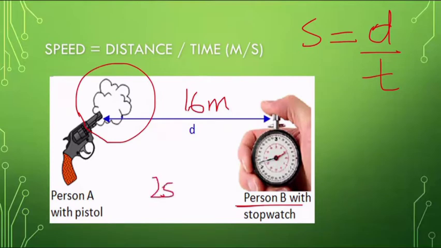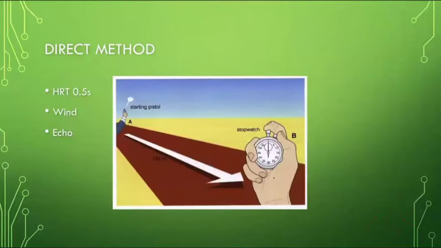So the speed of sound for us became 16 upon 2, 8 meters per second, which is a very unrealistic value because we know that the speed of sound in air is 330 meters per second. So this was just an example. This is the direct method for the calculation of the speed of sound. So what are the errors that can take place in this process?